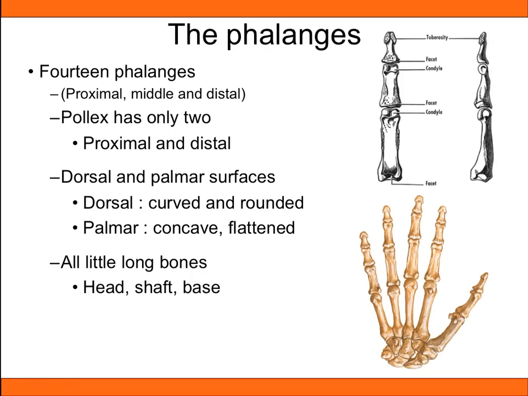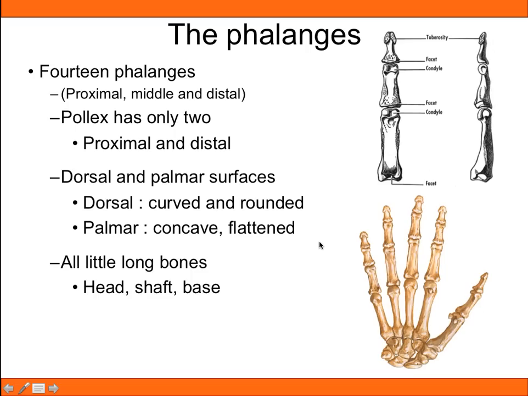The phalanges. We've got 14 phalanges. How are they named? Well, here's the proximal phalanges, here's the middle phalanges, and here's the distal phalanges. Okay, and they're named again just like the metacarpals are. So this would be, for example, the 2nd proximal phalanx, okay? And this would be the 5th distal phalanx, right? Got it? Excellent. Now, you'll note that the pollex here, the thumb, only has 2, proximal and distal, so it doesn't have a middle phalanx.